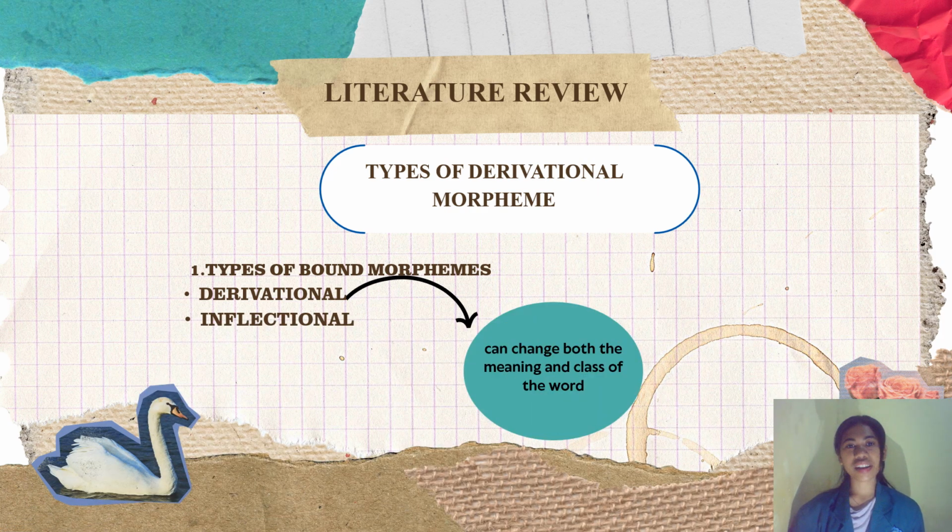Now we move to the next slide. In this slide, we would like to discuss the literature review in this article. In this slide, we would like to find out the types of derivational morphemes. In the process of developing words, here are two types of bound morphemes that can derive words. First, derivational, and then inflectional morpheme. Now we would like to focus on derivational morphemes that can change both the meaning and class of the word.